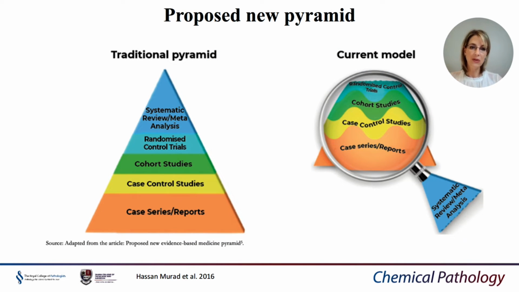However, there's a proposed new pyramid. So traditionally we had the pyramid, as we discussed, from systematic reviews and meta-analyses at the top, going all the way down to expert opinions or case series. And the proposed new evidence-based pyramid looks at something different. It restructures or redesigns the pyramid. It actually chops off the systematic review from the top of the pyramid and uses this as a lens through which the evidence is viewed. There is also an acknowledgement that there can be overlap between the different study designs, as you can see in the wavy format.